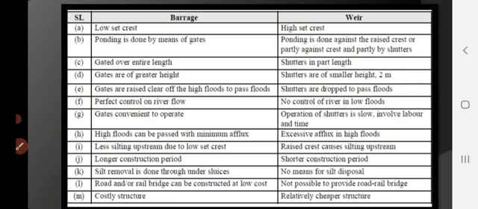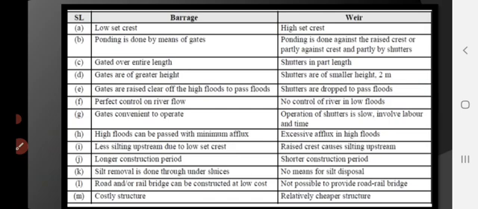Less silting upstream due to low set crest, and again the barrage is always operated with gates, so the silting problem is always eliminated in case of barrage, while in case of weir it is a wall construction, so silt always accumulates at the upstream of the weir. Longer construction period in case of barrage, shorter construction period in case of weir. Silt removal is done through undersluices, while in case of weir there are no means for silt disposal.